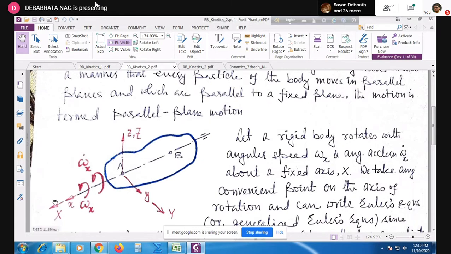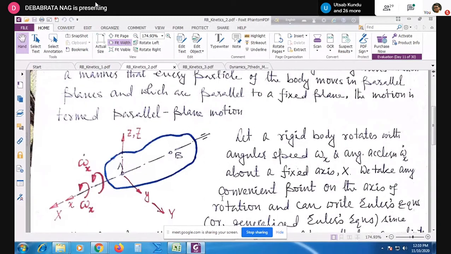and we consider this is the fixed axis of rotation held in two bearings. One of the bearings is shown here; another bearing can be here or there, anywhere. The basic thing is that this axis is a fixed axis held in the bearings, and the body is found to be rotating about this fixed axis with an angular velocity represented by omega x and with some angular acceleration. Let's call it omega dot x.